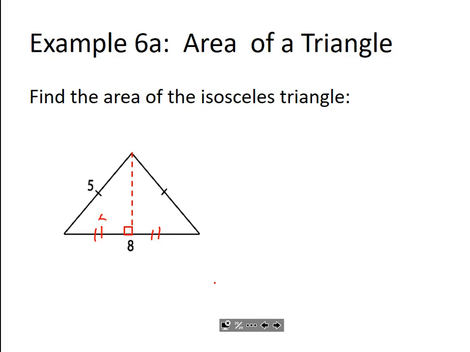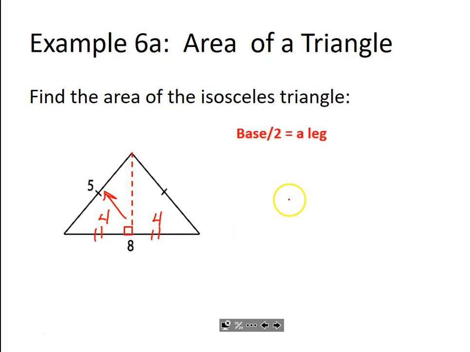So that means this measure over here is 4, and this measure over here is 4. Now, prior to this, I did not have the height, and I had no way to find the height. So what I'm going to do now is use Pythagorean's theorem again to solve for the height. Again, this is our hypotenuse over here, so that's going to be our C. We're going to make 4 our A.